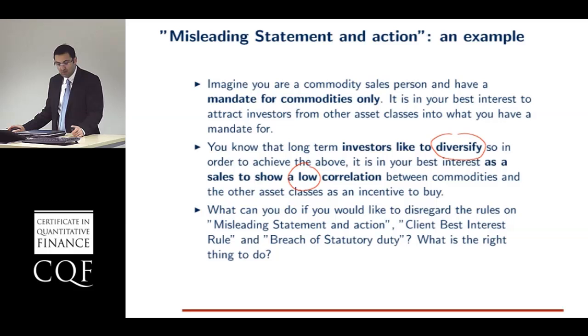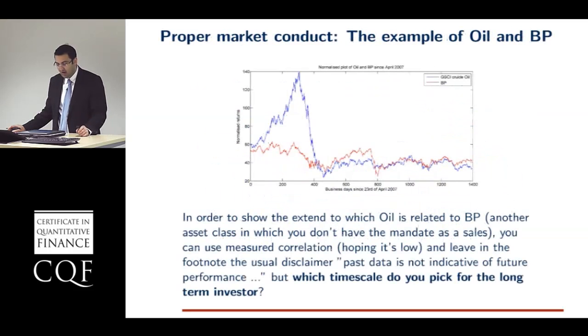So what you can say is, oh look, historically oil and BP have had very, very low correlation. Therefore, if you're a long-term investor, you might want to buy oil as well in order to diversify your portfolio. But then the question is, in order to justify how low the correlation is, which time scale do you use? And this is where the misleading statement and action rule comes into play.